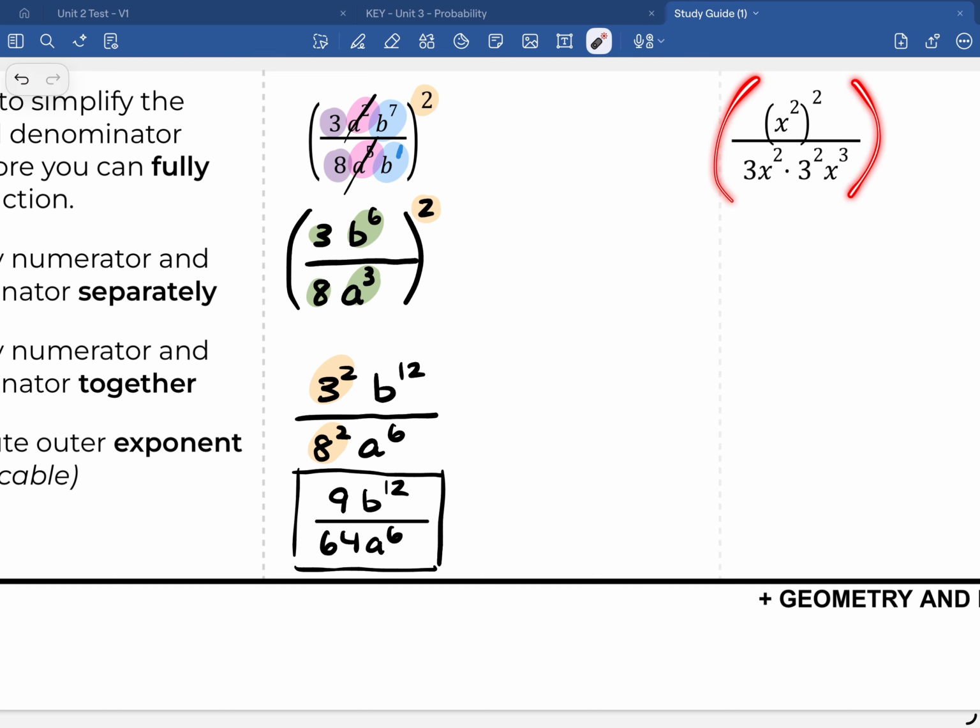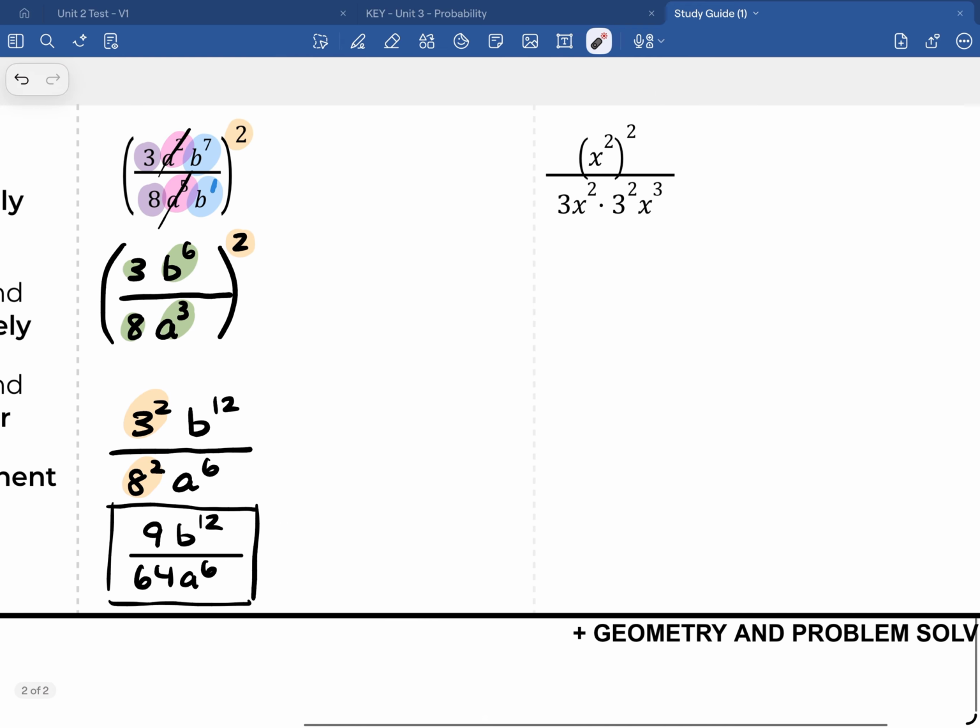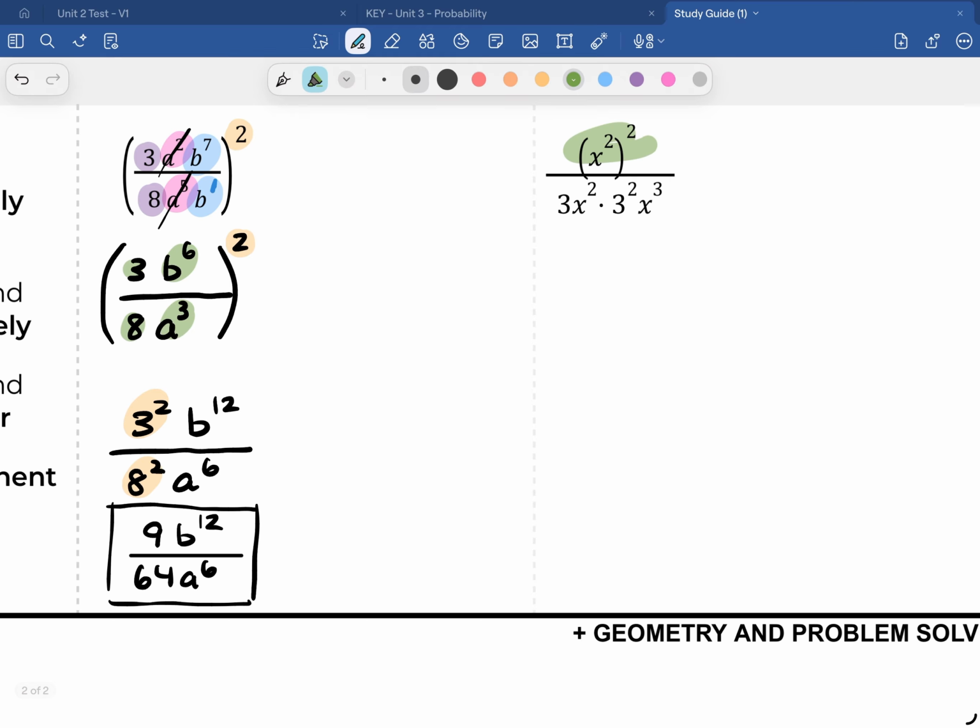This one doesn't have any super exponent on the outside, so it really just means that we simplify the top and the bottom on their own. So looking at the top in this green section, what rule can we use to simplify this? The power rule. Because we have an exponent on an exponent, we know that this will turn into x to the power of 4.